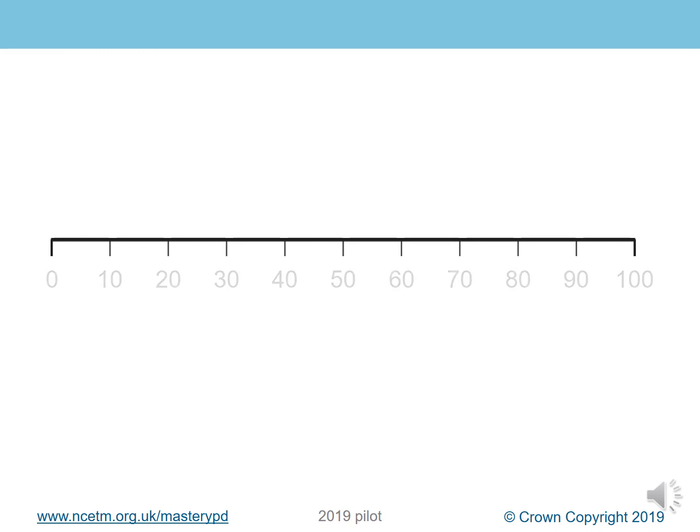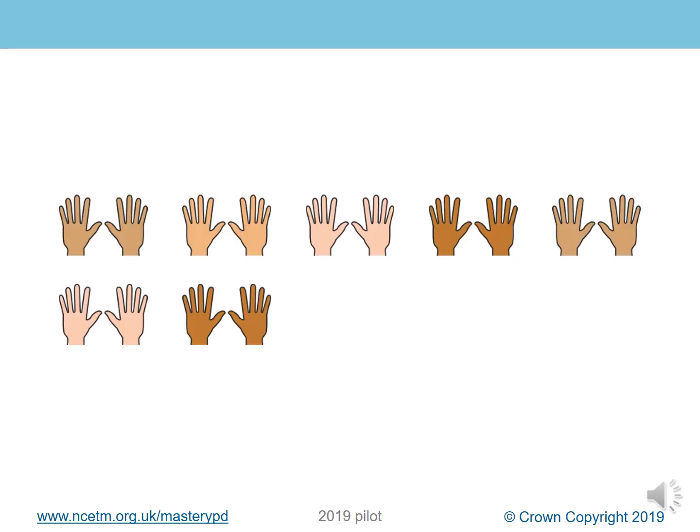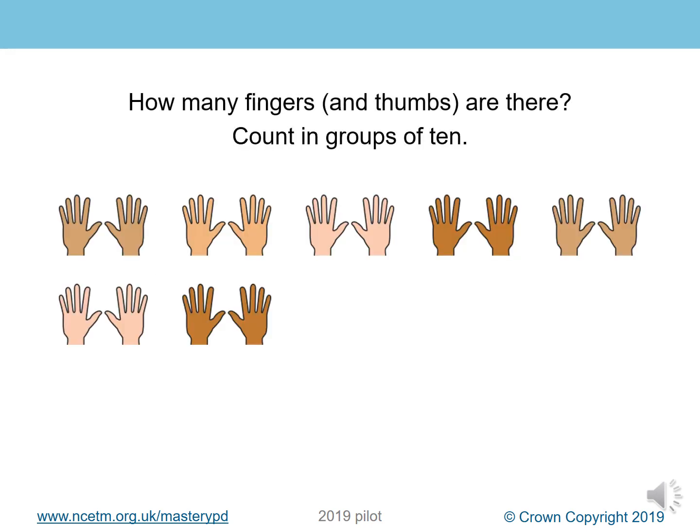Are we ready? Let's go backwards this time. 100, 90, 80, 70, 60, 50, 40, 30, 20, 10, 0. I hope you're joining in. Right. How many fingers and thumbs are there? This time we're going to count in groups of 10 though. Okay, so we're not going to count each individual finger, we're going to count in 10s. Are we ready? 10, 20, 30, 40, 50, 60, 70.